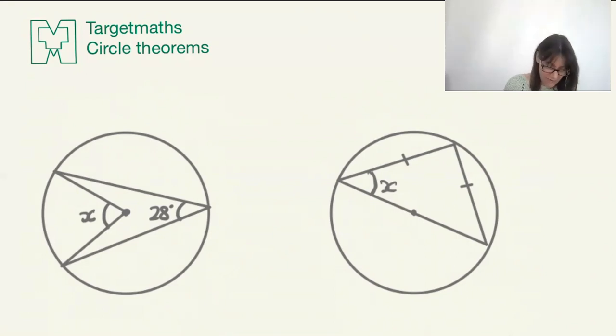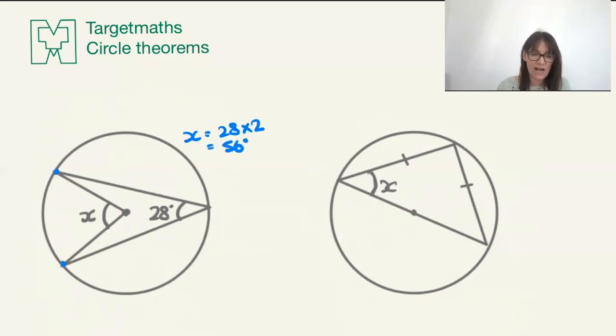Okay, so I've got 2 points, and when I travel along those lines, I go to the center. When I travel from the points along these lines, I go to the circumference. So X is going to be 28 times 2, which is 56. So if you put 56 down, you got that right.